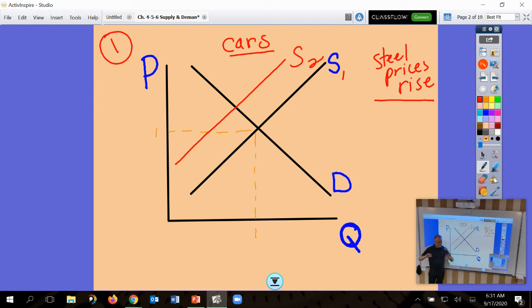Really try not to predict price and quantity just yet. You're going to confuse yourself if you do. Just look at where the two curves intersect. That's where we were. This is where we are after the change.